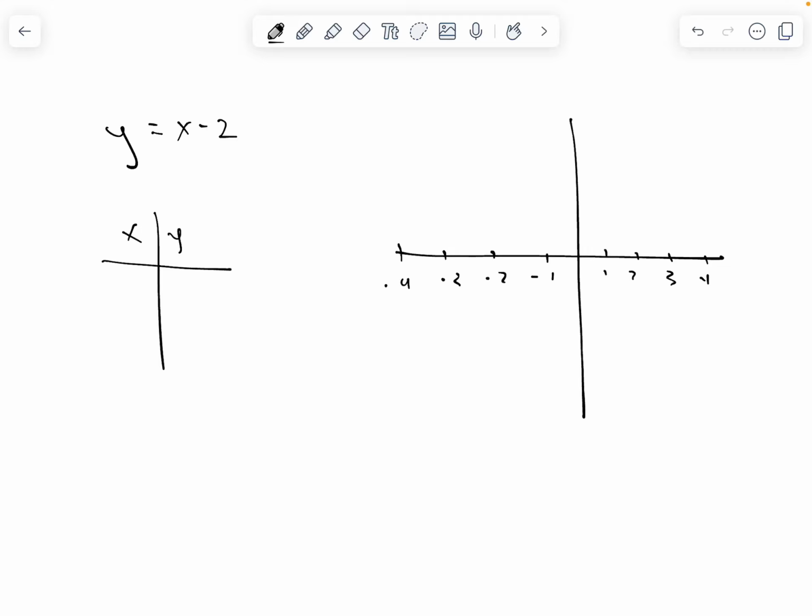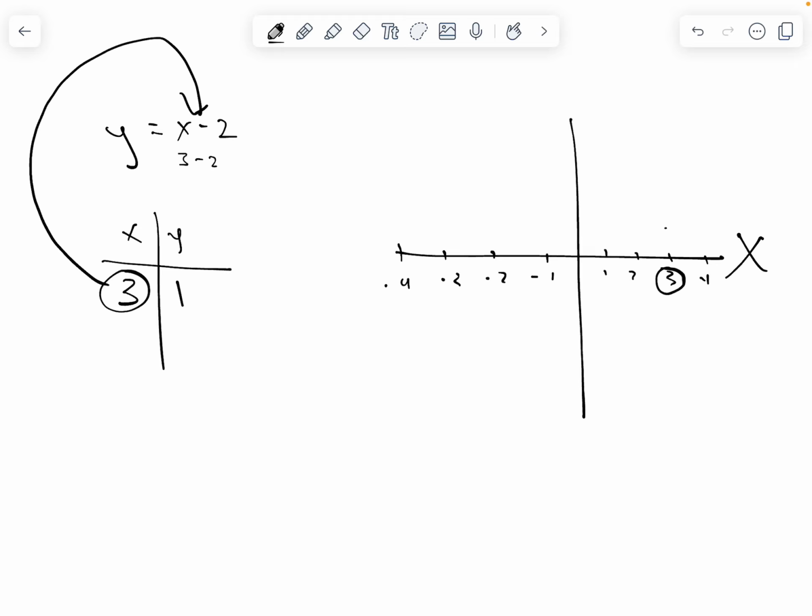And I can just choose any number I want. Let's just pick 3 for now. So if I put 3 in, 3 is an x value. It's on the x-axis, so it goes in place of this x value. And when x is 3, then y has to be 3 minus 2, which is 1. So I have the point 3, 1. And let's go and try a couple more.